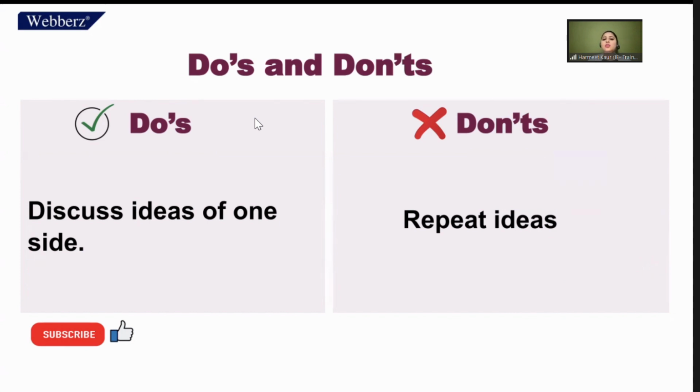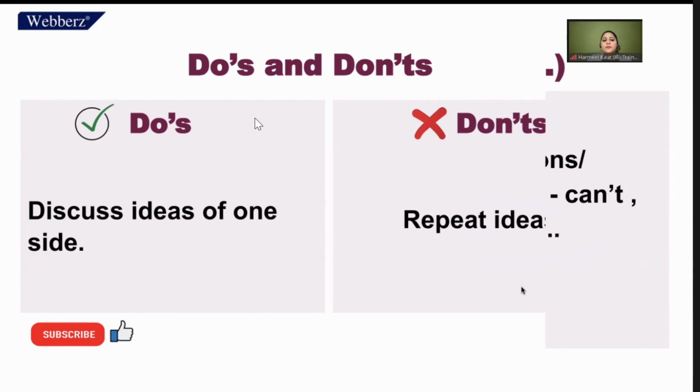So we need to know all these things. First thing is, when you have any essay, you need to discuss ideas of one side. Suppose you have a question, do you agree or disagree? So you are writing both things. I mean, you have chosen both 50-50%. So you are saying that to some extent I agree and to some extent I disagree. So you should choose one side at a time in one paragraph. Discuss ideas of one side only in one paragraph, and do not repeat ideas. Repetition is not at all allowed in IELTS.